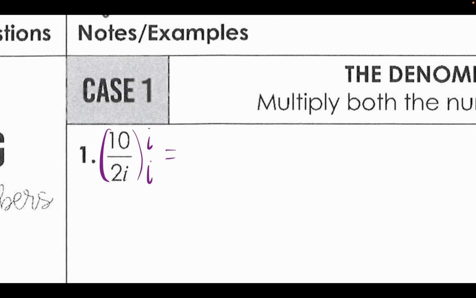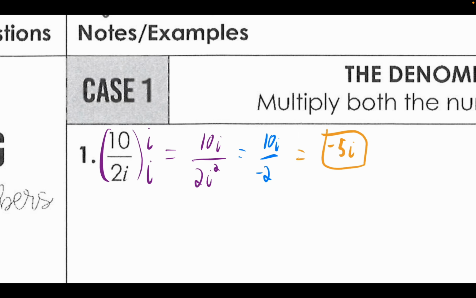And as we multiply this, we get 10i on top, and on the bottom, we get 2i squared. Recall that 2i squared is really just -2 because i squared is -1. And so we get 10i over -2. I can simplify the 10 and -2, even though one has an i with it. That's perfectly fine since they're multiplying. And so 10 divided by -2 is -5, and I get -5i as my answer.